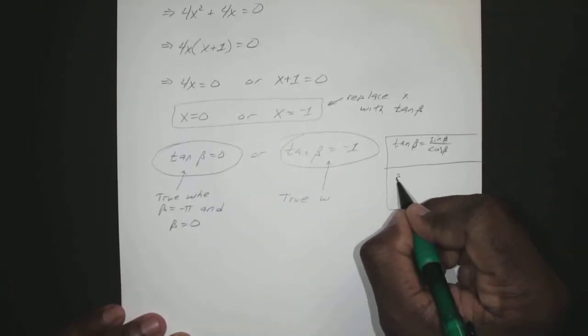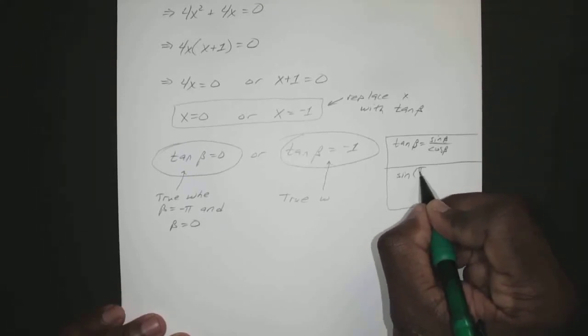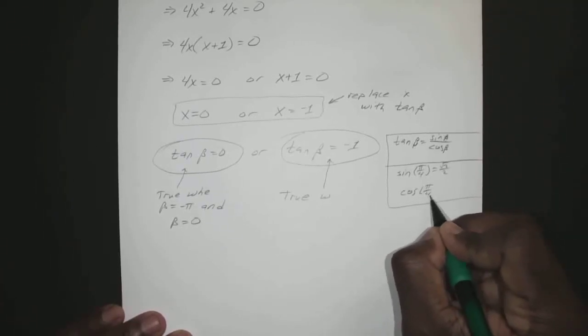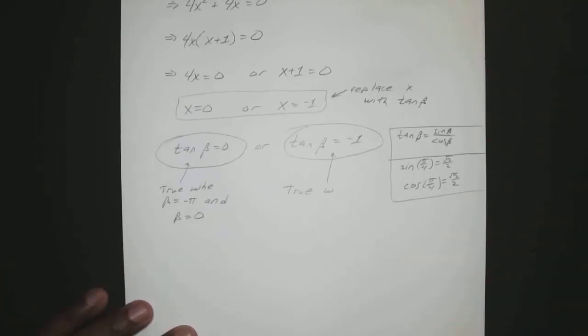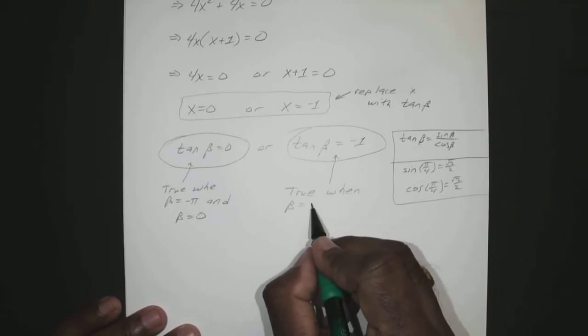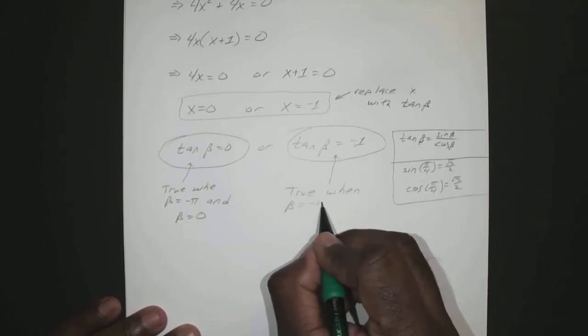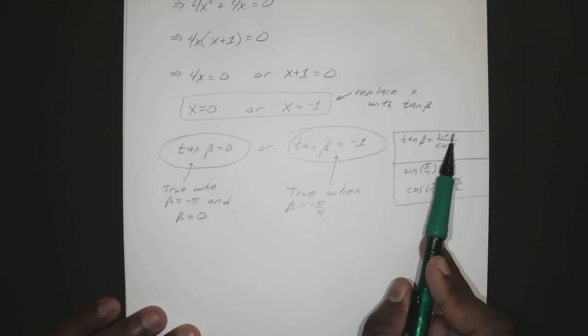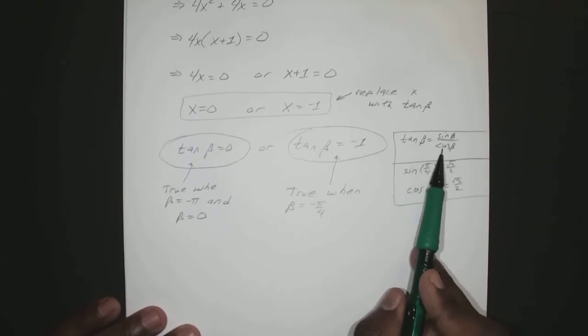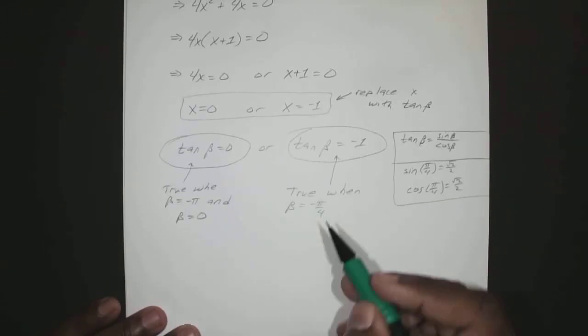Okay, so in quadrant 2, let me see. We know that sine of pi over 4 is square root of 2 over 2. And cosine of pi over 4 is square root of 2 over 2. Okay? So that's why we know that they will always be the same. They'll always give you 1. You just have to figure out which quadrant. Okay? So it's true when beta is equal to negative pi over 4. Because remember, since sine is an odd function, that negative would just go out to the front. So you have negative square root of 2 over 2 over square root of 2 over 2, which is negative 1.